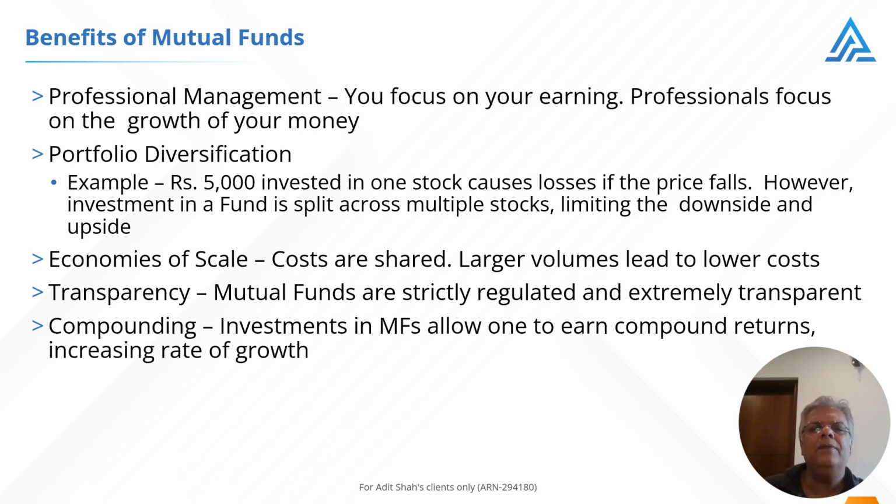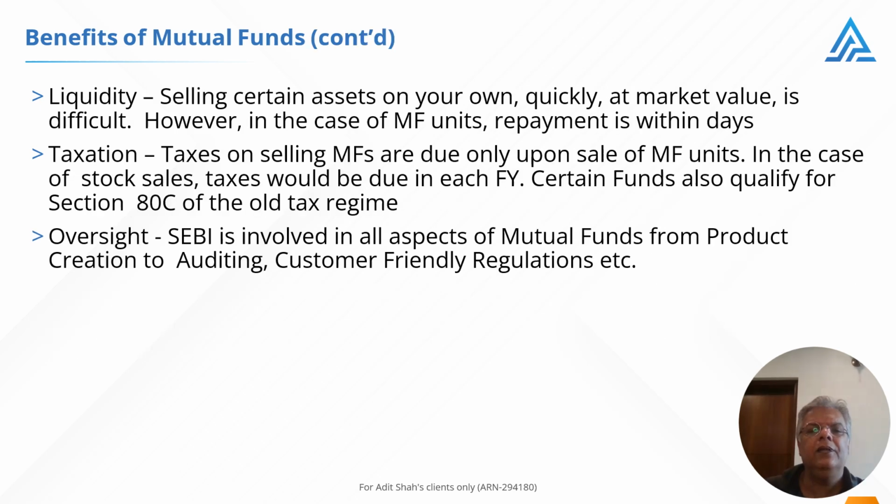Point number 5, compounding of gains. Investing for the long run also allows for compounding of gains, leading to better returns. Point number 6, liquidity. The fund transfers the money to investors within a few days upon a sale. If the investment was directly in stocks or bonds, the investor may have a more difficult time.